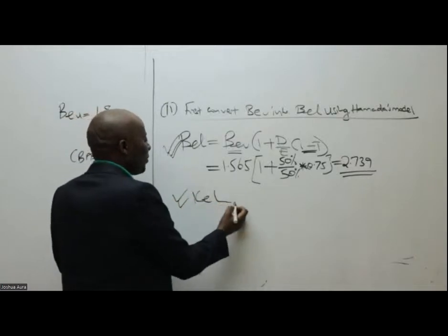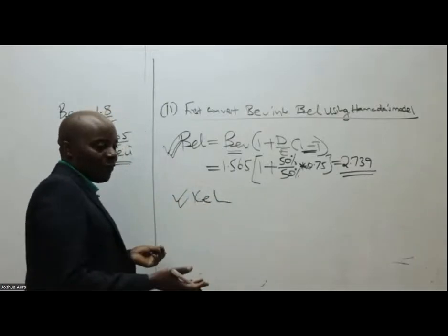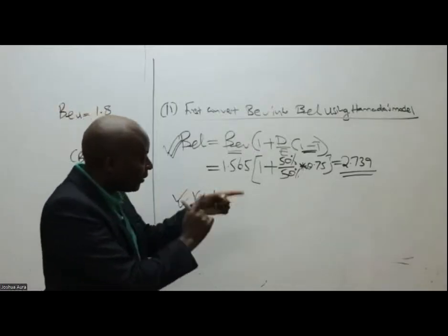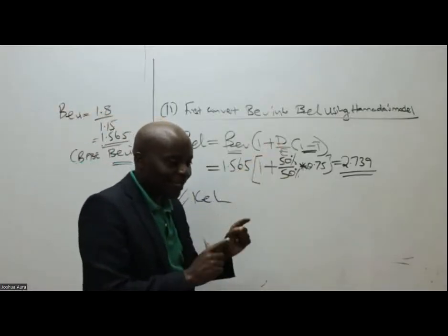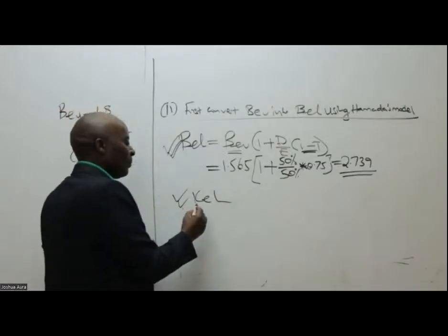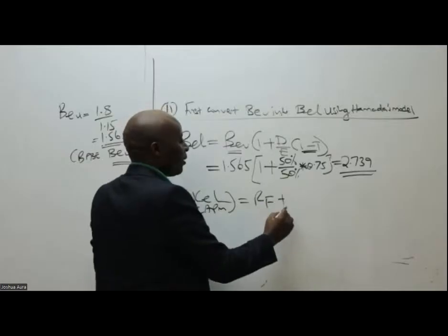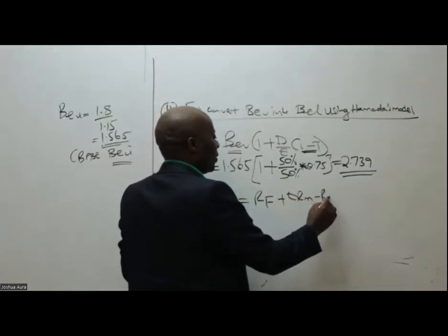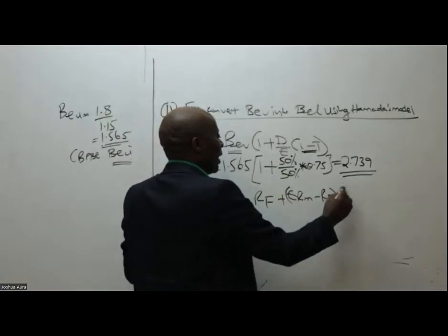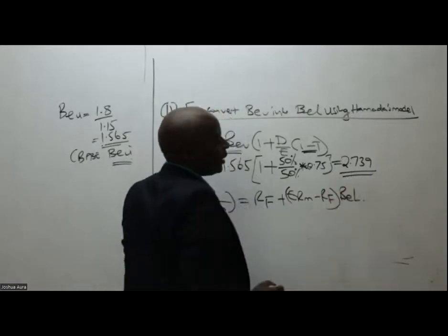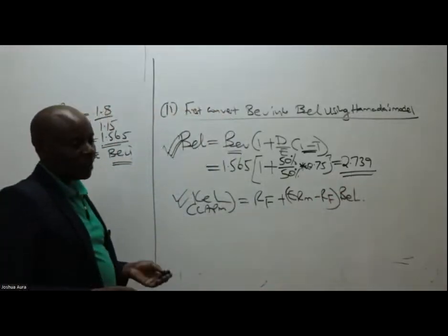Cost of equity this time around will be cost of equity of a levered farm, because now the farm has debt, 50%. The farm has debt, so it's Kel using CAPM. So using CAPM, then this will be equal to risk-free plus ERM minus risk-free multiplied by beta equity of a levered organization. This now is levered.